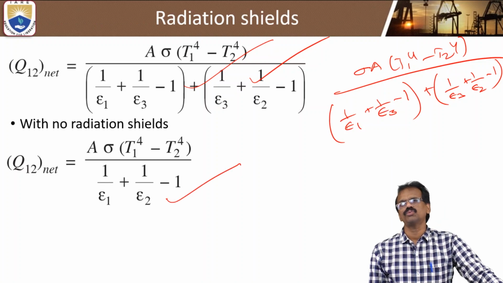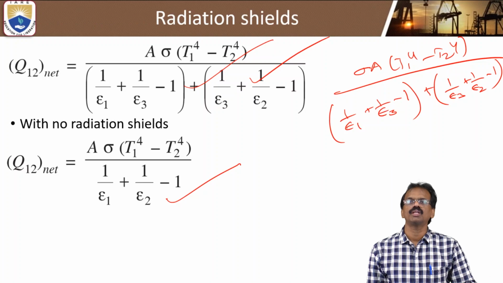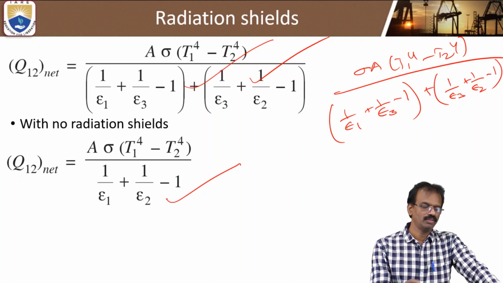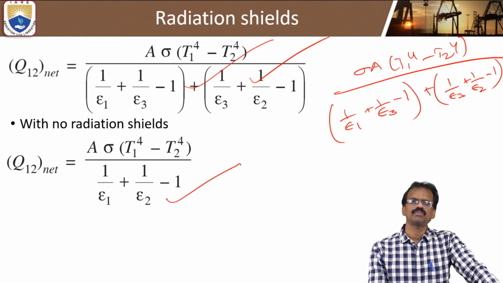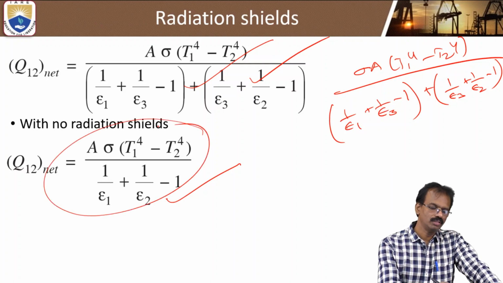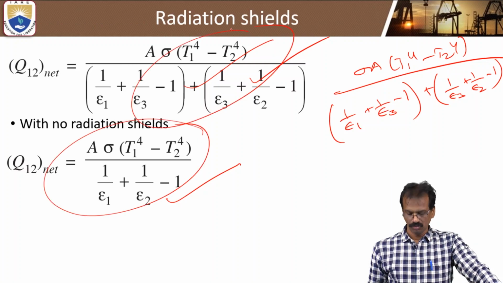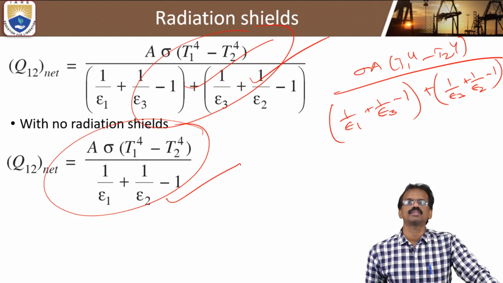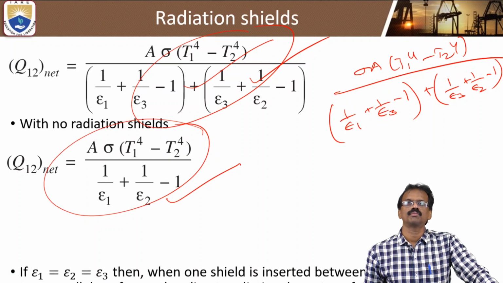So you can see two types of formulas here. One is without shield: the formula is equal to sigma A into T1 to the power of 4 minus T2 to the power of 4, divided by 1 by epsilon 1 plus 1 by epsilon 2 minus 1. This one is with shield. Based upon these two formulas, we can solve a few numericals.